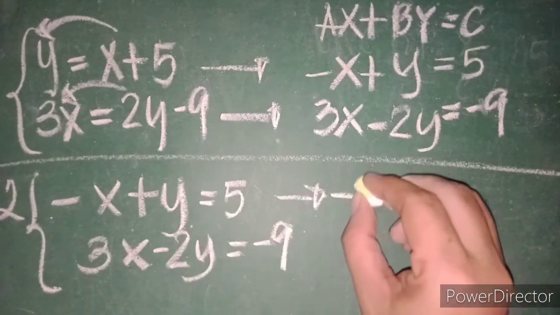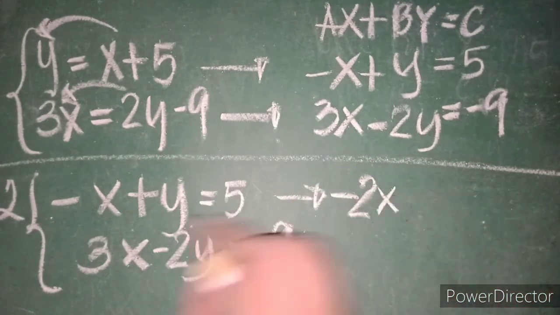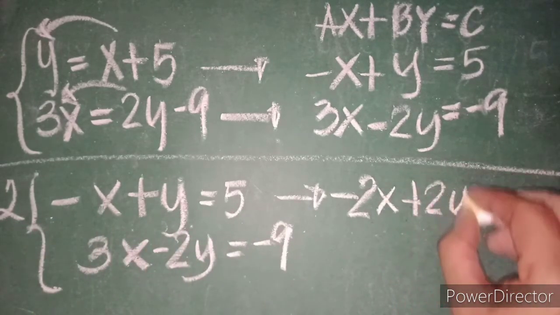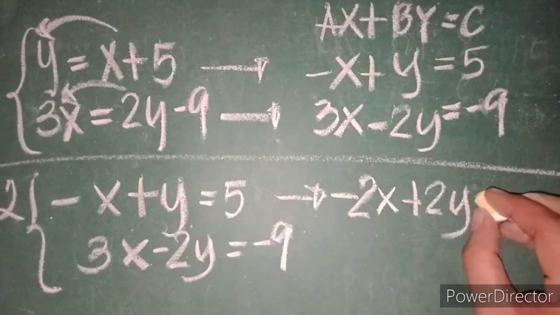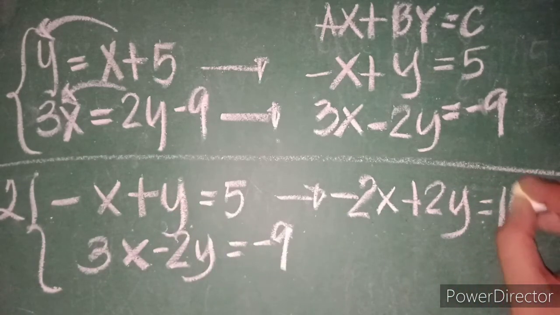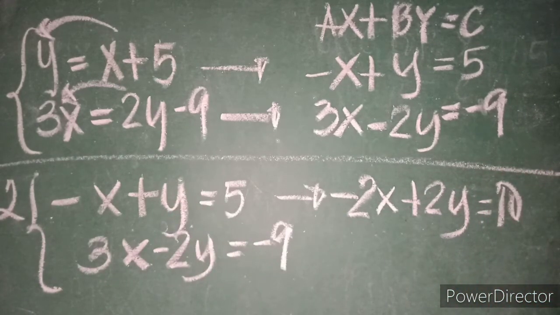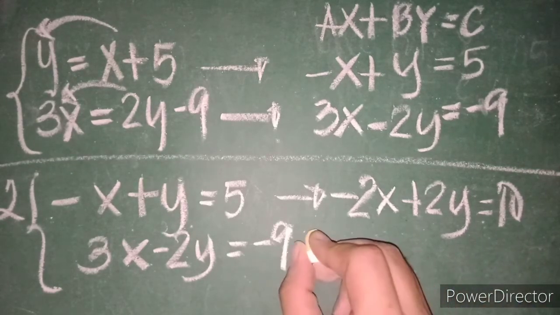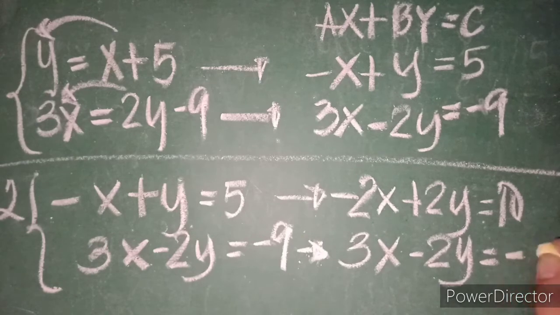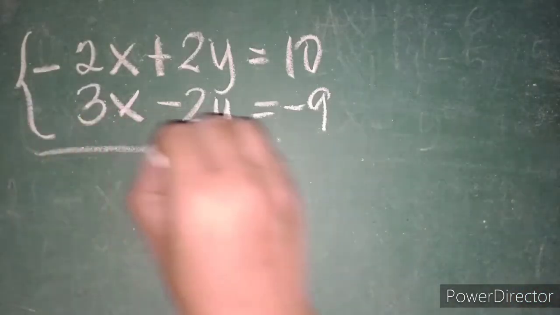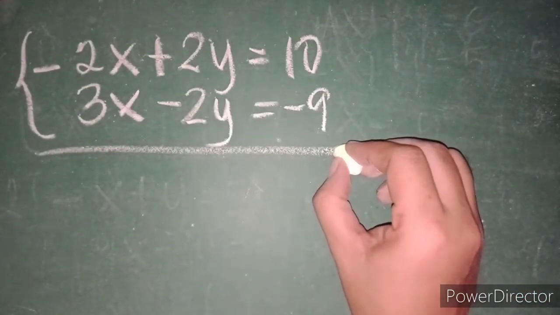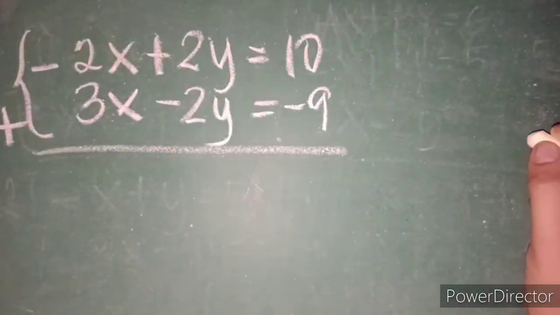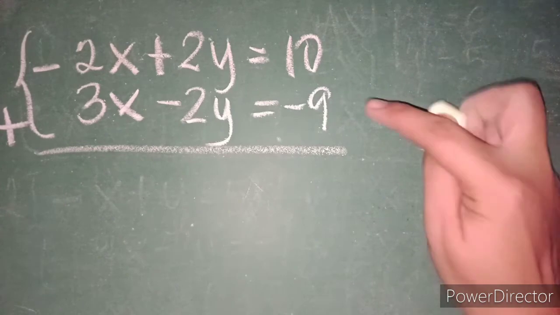So, 2 times negative x is negative 2x. 2 times y is positive 2y. And then, 2 times 5 equals positive 10. Okay, and then, i-rewrite ko lang yung 3x minus 2y equals negative 9. Okay, and then the next step is i-rewrite uli natin yung mga new equation na nakuha natin. So, negative 2x plus 2y equals 10 and 3x minus 2y equals negative 9.